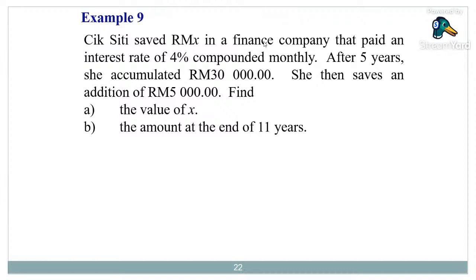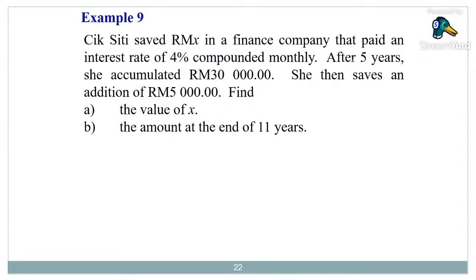Okay, so kita masuk example 9. Cik Siti saved X ringgit in a finance company that paid an interest rate of 4% compounded monthly. After 5 years, she accumulated 30,000. She then saved an addition of 5,000. So, ditambah lagi 5,000. So, sekarang ni the first question, find the value of X. So, X is the principal. And then the amount at the end of 11th year.